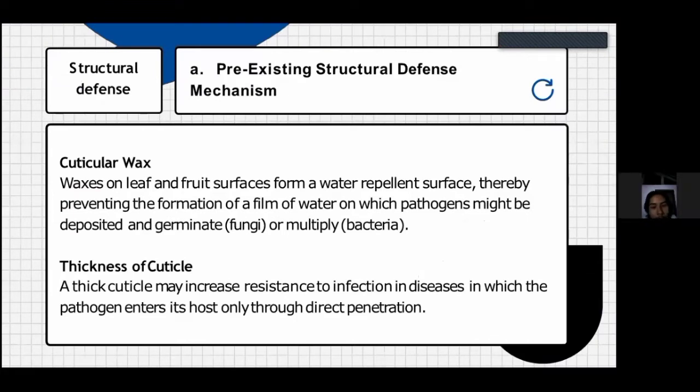Structural defense. Point A, pre-existing structural defense mechanism. Cuticular wax. Waxes on leaf and fruit surfaces form a water-repellent surface, thereby preventing the formation of a film of water on which pathogens might be deposited and germinate, such as fungi or motile bacteria. Thickness of cuticle. A thick cuticle may increase resistance to infection in diseases in which the pathogen enters its host only by direct penetration.